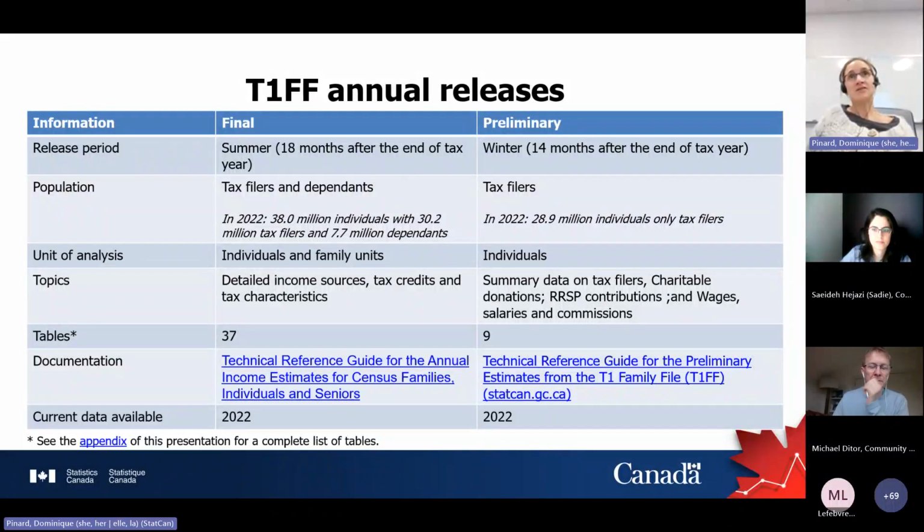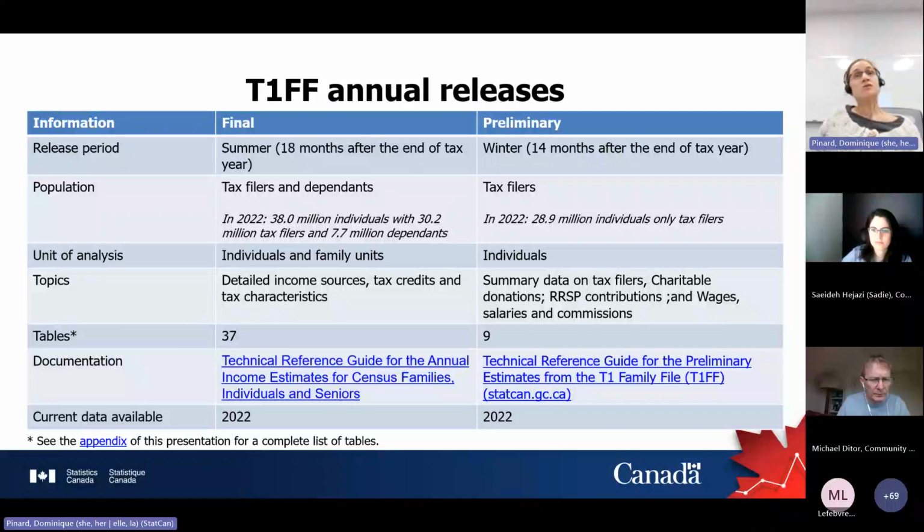It does include tax filers and dependents, so anyone who hasn't filed their taxes but was able to be attached to a tax filer would be included. So we're talking about 30 million individuals, with 30.2 million tax filers and 7.7 million dependents. On that file, the novelty is you're going to get the family units. So you do have individual data still, but you also have family unit data.